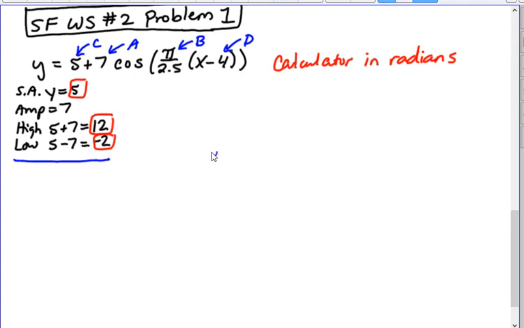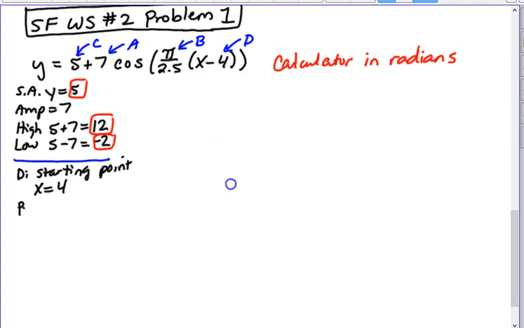So d is the phase displacement. That is the starting point of the cycle. So when we talk about the starting point, we're talking about the starting point in the x direction. So the cycle starts at x equals 4. It means the whole graph has shifted to the right 4 because we subtracted 4 inside the function.